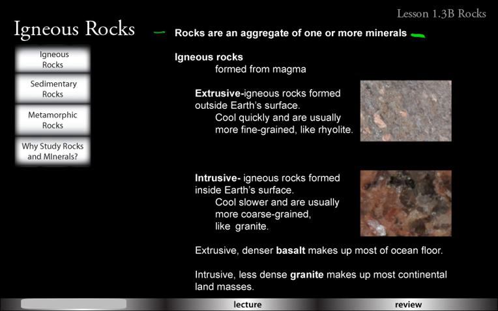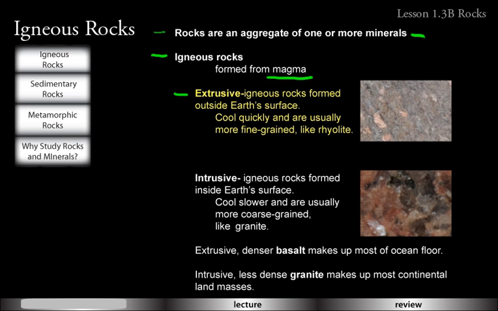Here we'll cover the three main types of rocks: igneous, sedimentary, metamorphic. Let's start with igneous rocks, and those are formed from magma. Remember, there's lava, which is magma that's come out of the ground. When that magma has come out of the ground, we say it's extruded, and so we have two different types of igneous rocks. Extrusive, those are igneous rocks formed outside Earth's surface.